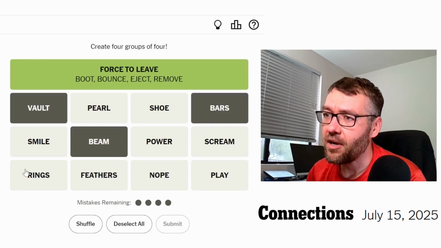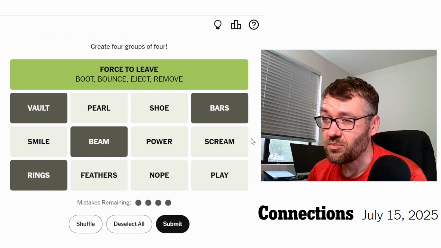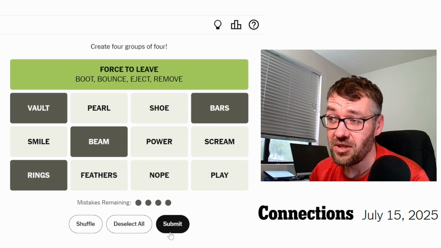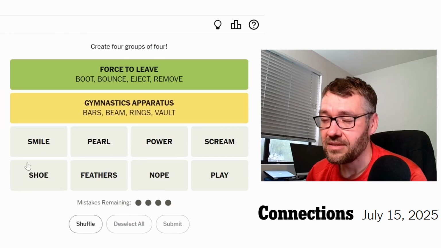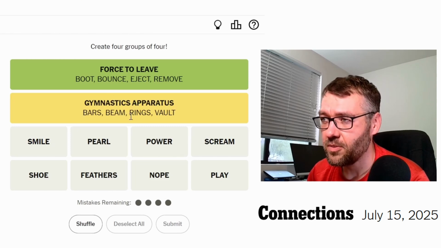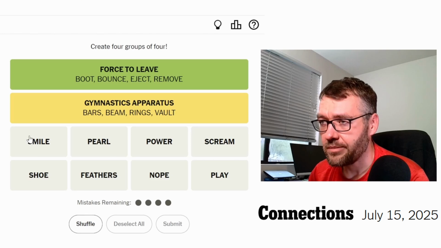Vault, beam, and bars and rings are all gymnastics events, right? Although there's two different types of bars. There's the uneven bars and then the parallel bars. And this one just says bars, but I think that's probably still a category. Gymnastics apparatus. All right. Wouldn't it be apparati since there's multiple ones of them? I mean, that's just from my cursory knowledge of Latin, but maybe not.